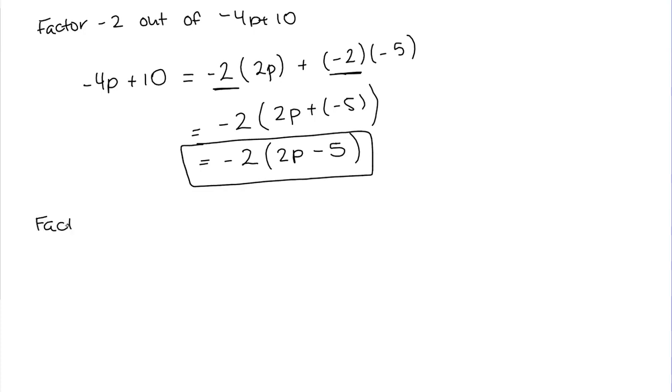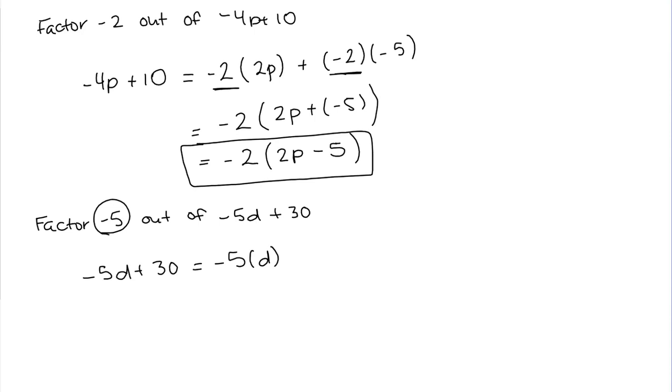Let's factor negative 5 out of negative 5d plus 30. Okay, so I'm going to rewrite it just to make it a little easier. Now remember, we need to take this negative 5 and rewrite each term as a product of negative 5 and another factor. So, negative 5 times what is negative 5d? Well, we just need to write a d.